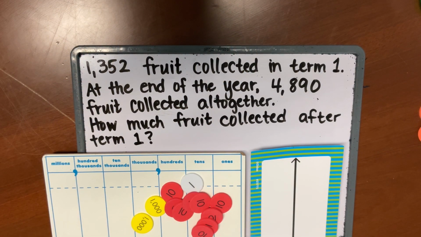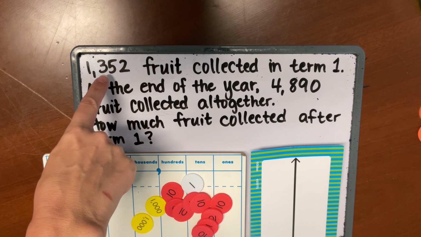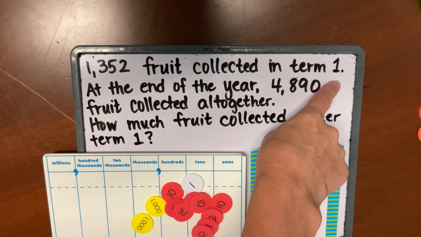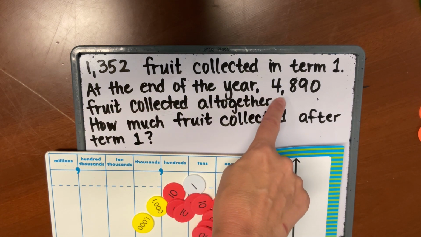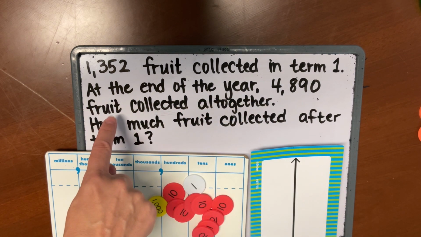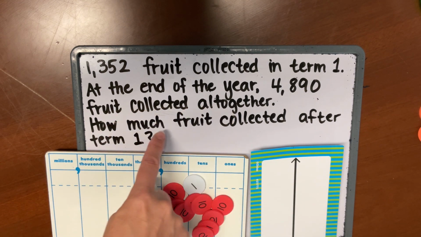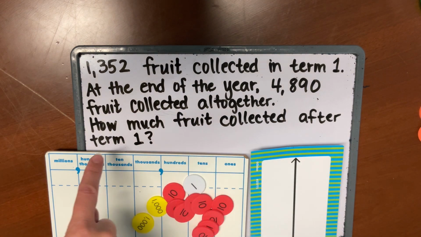Students at the school are collecting fruit to give to the community. 1,352 fruit were collected in term 1. At the end of the year, 4,890 fruit had been collected altogether. How much fruit did the students collect after term 1?